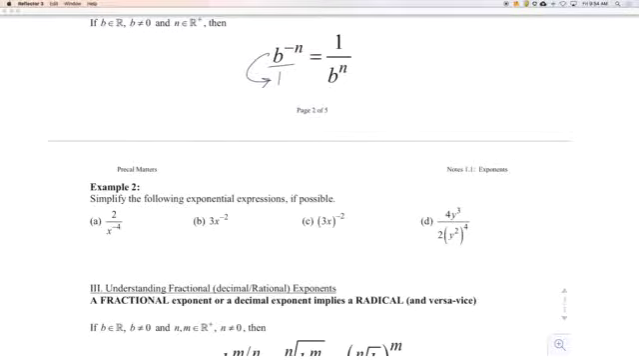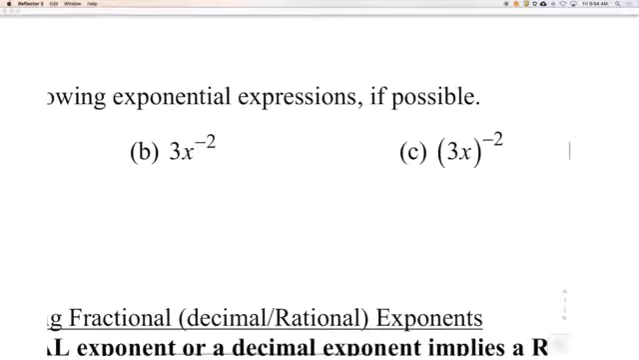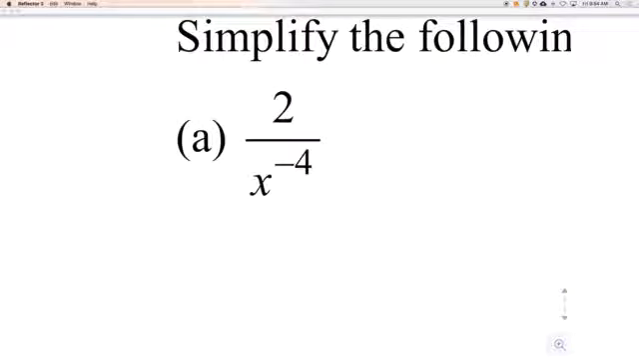Let's go ahead and do that on example 2. It says simplify the following. We want to get rid of the negative exponent, okay? That's kind of what we're tasked with here. So 2 over x to the negative 4th. I want to get rid of the negative exponent, so I have the x in the bottom. I'll just bring it to the top. The 2 is already there, so I get 2x to the positive 4th, and that's it. Okay, we're done. That's very similar to the warm-up.